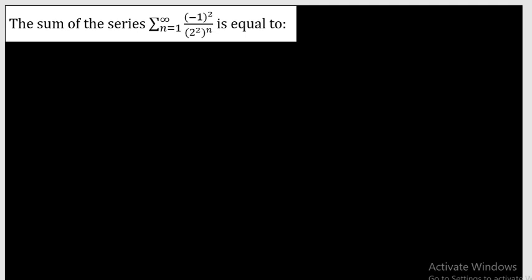Let us continue solving past exam papers on sequences and series.